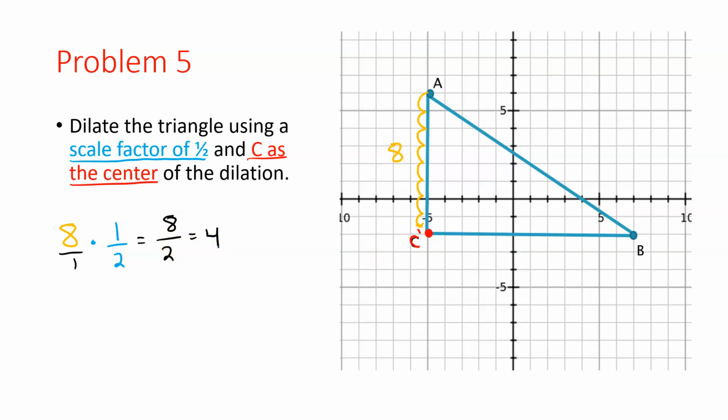So that distance that used to be 8, it's now getting cut in half by a scale factor of 1 over 2. So instead of going from C to A, I would go up normally 1, 2, 3, 4, 5, 6, 7, 8 units to get there. Now we're only going to go up 4. Let me go back to red. 1, 2, 3, 4. That is where the new A prime is going to be.